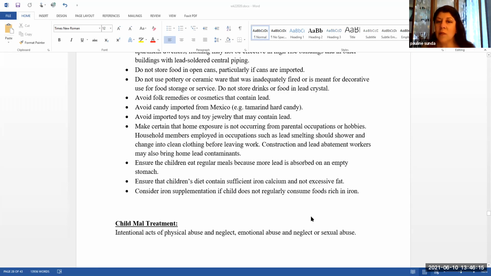Ensure that children eat regular meals because more lead is absorbed on an empty stomach. Ensure that children's diet contains sufficient amounts of iron and calcium and not excessive amounts of fat. And then you want to consider iron supplementation if the child does not regularly consume foods that are rich in iron.